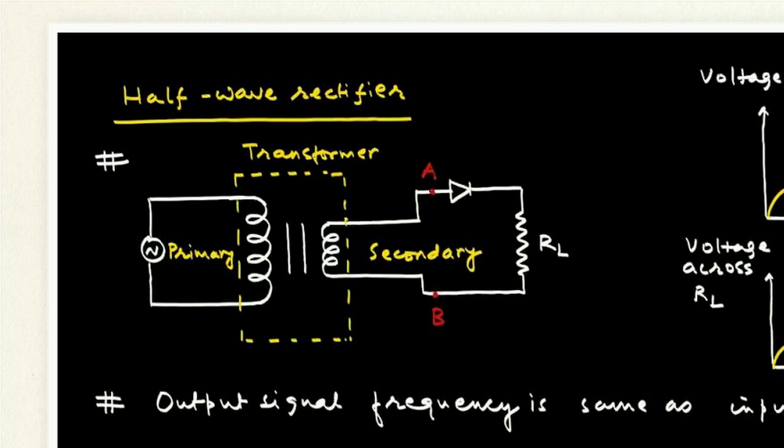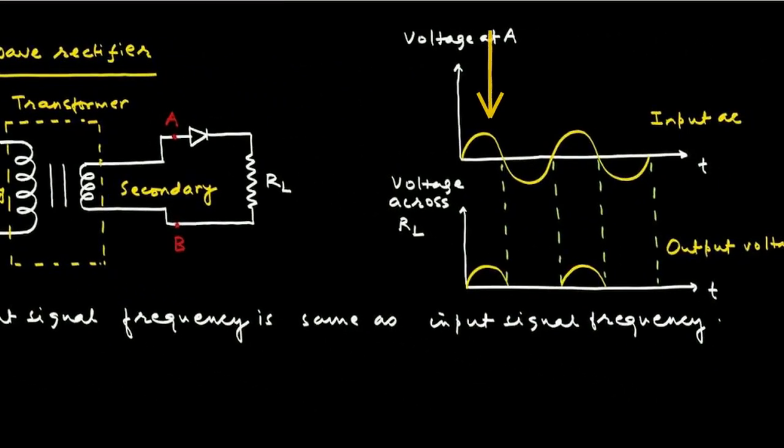The lowered AC voltage from the transformer's secondary coil feeds directly into a single diode before reaching the load resistor. When the incoming alternating current swings into its positive half-cycle at node A, it pushes the diode into a forward-biased state. The one-way valve opens, and current successfully flows through the load.